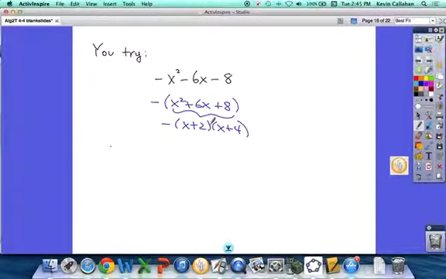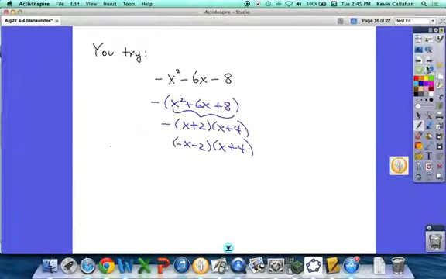Okay, we're almost done. We're getting there. Isis, what you got? Can I put it in here? Sure. If you wanted to multiply that negative in here, make this negative x minus 2 times x plus 4, you could do that. It's the same thing. Good question.